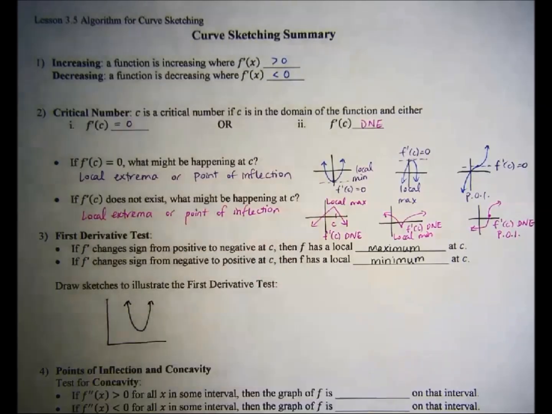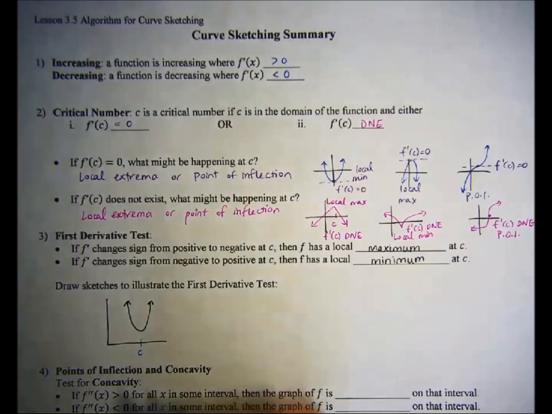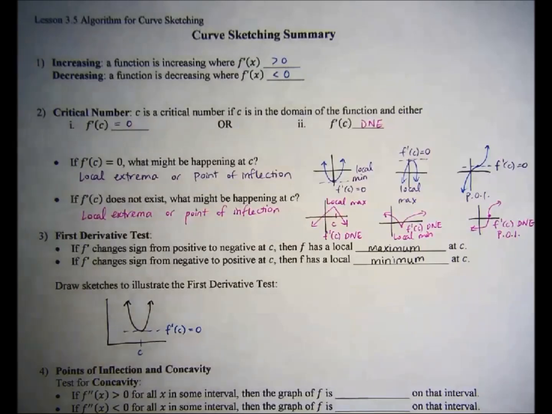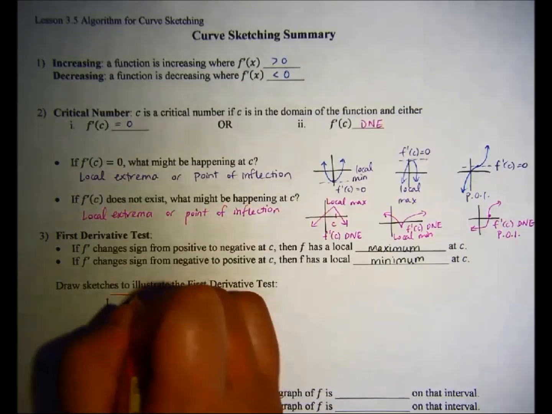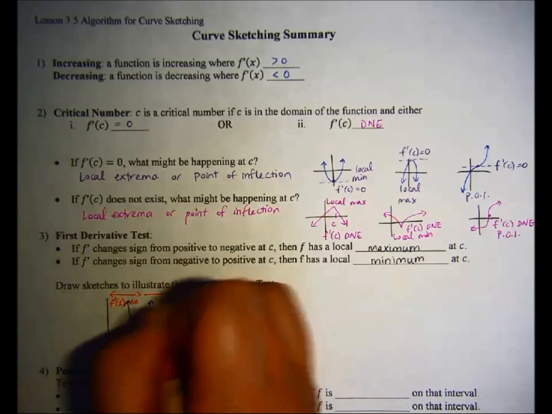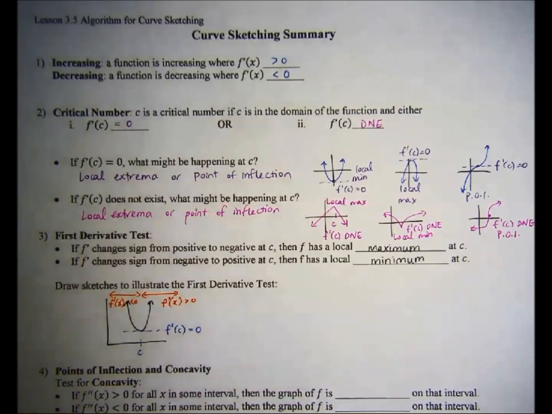Okay, so at x equals c, our first derivative will equal 0. To the left, our first derivative will be negative, and then to the right, our first derivative will be positive. Okay, so change of signs, we have a local min. From negative to positive, local min.